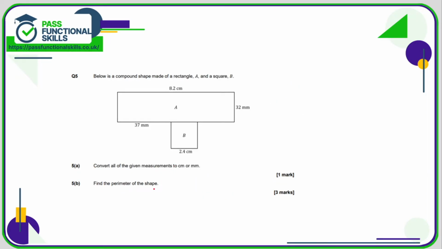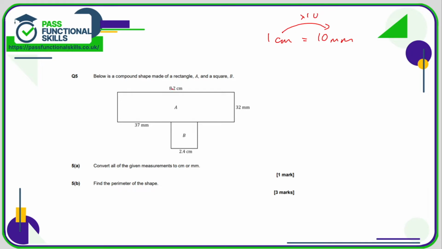Moving on to question 5. So first of all, we need to convert all of the measurements into centimetres or millimetres. I think it's probably easier converting centimetres into millimetres because that involves multiplying rather than dividing. We're all better at multiplying than dividing. Remember that 1 centimetre is 10 millimetres. So if you're converting centimetres to millimetres, we're multiplying by 10.